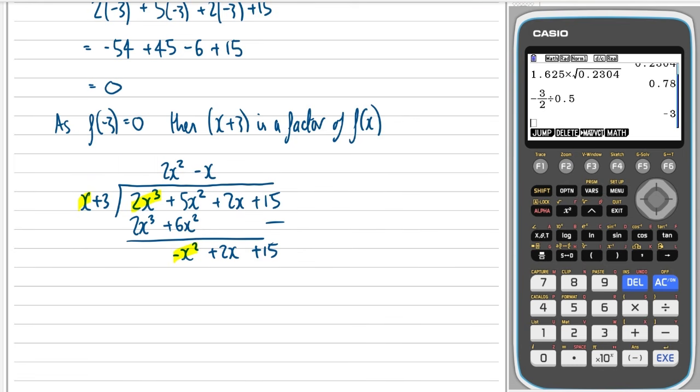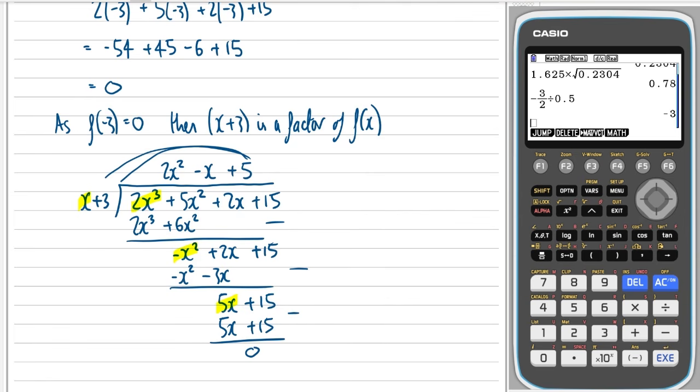Multiply those by that factor x plus 3, and that gives me minus x squared, and it gives me minus 3x. Draw a line down, subtract: 2 minus minus 3 is 5, so 5x. And bring the 15 down, and this is my new lead term, 5x. If I divide it by x, I just get 5, so plus 5. And then just to double check, multiply these down, and hopefully we should get 5x plus 15, which we do, and therefore when I take away finally I get no remainder.